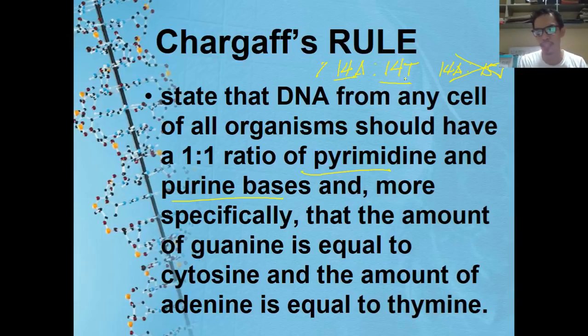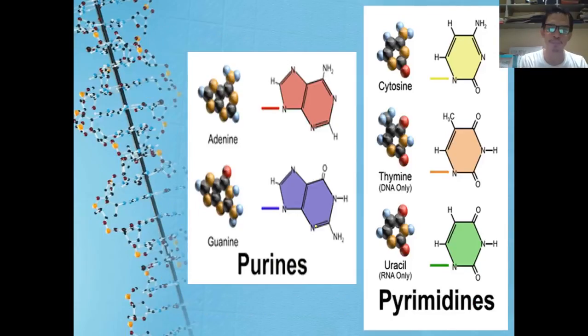So what are these bases? This is the adenine and thymine and the cytosine and guanine. Alright, more specifically, the amount of guanine is equal to cytosine and the amount of thymine is equal to adenine. So this is the purine. The purines are the adenines in your nitrogenous bases, and also the guanine.